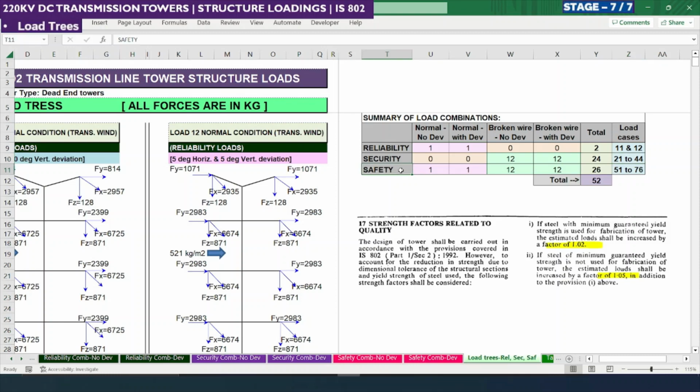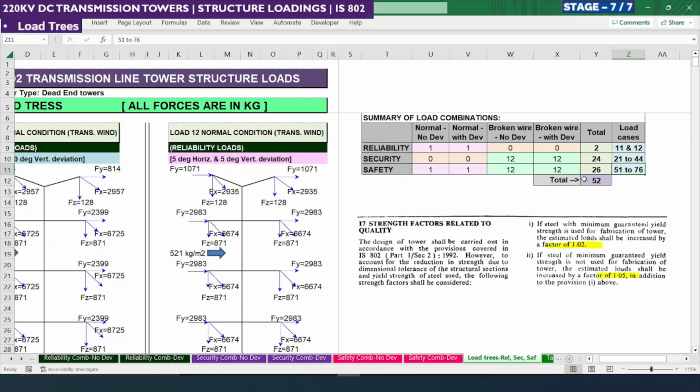And the third and final one is safety load combinations. In that we have both the normal and broken wire conditions. Under normal we have one for without deviation and another for with deviation, so there are two load trees under normal conditions. And for the broken wire condition, 12 load trees or load cases we need to consider under without deviation, and for with deviation another 12 load trees or load cases. So in total, under safety load combinations we have 26 load cases. All the 26 load cases start from 51 and end at 76.